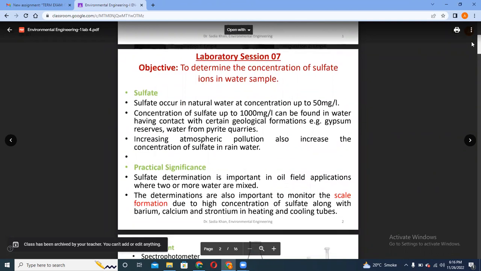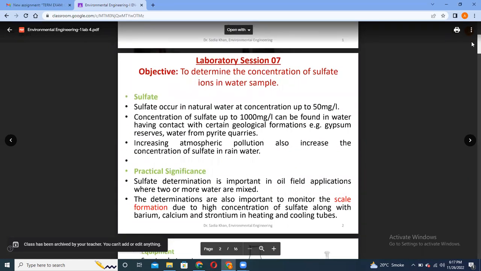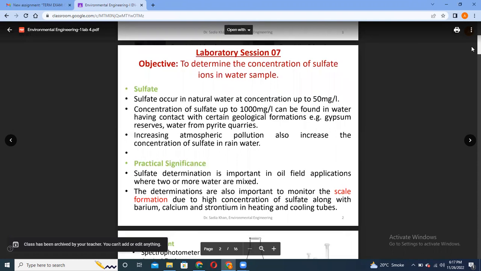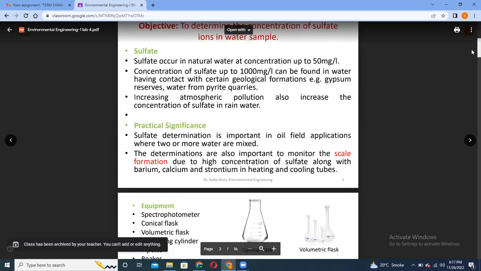Sulfates occur in natural water at concentrations up to 50 mg per liter. Concentrations of sulfate up to 1000 mg per liter can be found in water having contact with certain geological formations, for example gypsum reserves and water from pyrite quarries. Increasing atmospheric pollution also increases the concentration of sulfate in rainwater.